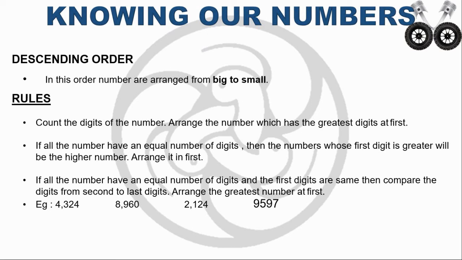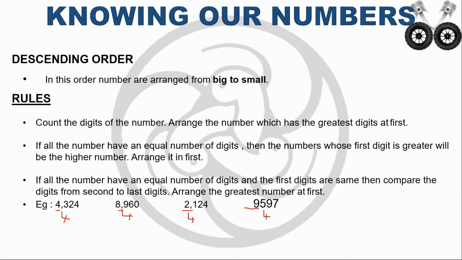So first, count the digits here. Here we have 4 digits. Here also 4 digits, and here also 4 digits. The last number also has 4 digits. So each and every number has the same number of digits. So we have to compare the first digit. That is the second rule. What is the first digit? 4 here, and here 8, and here 2, and here 9.